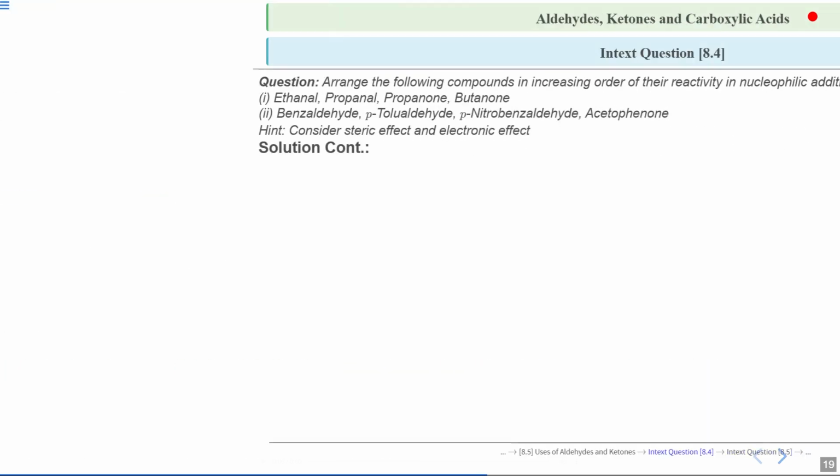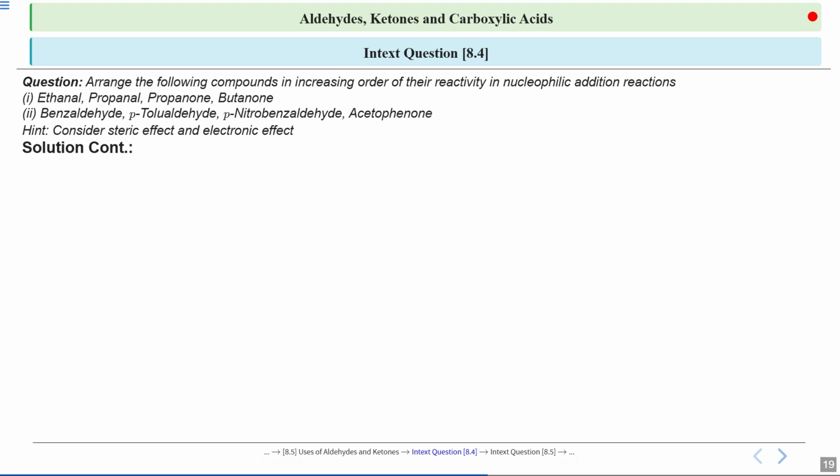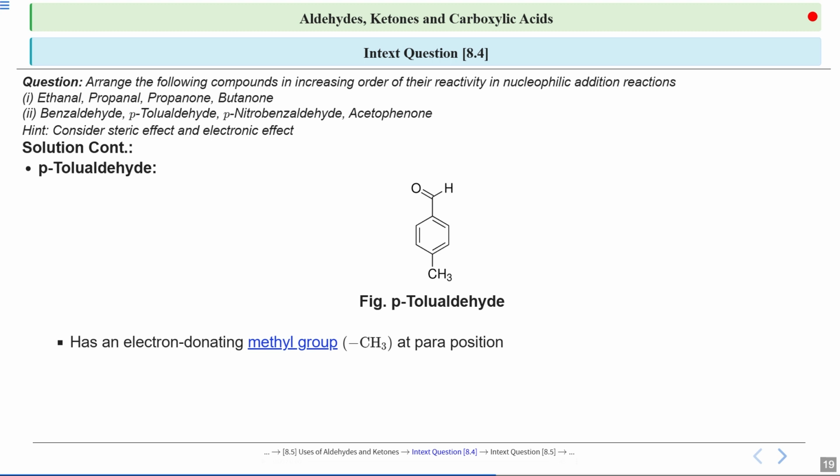Okay, so the next compound which we'll talk about is para-tolualdehyde. If you look at this example, you will see that it has an electron donating methyl group. What is the nature of this methyl group? It is an electron donating nature. So this means it is pushing the electron towards the carbonyl group, affecting the reactivity.